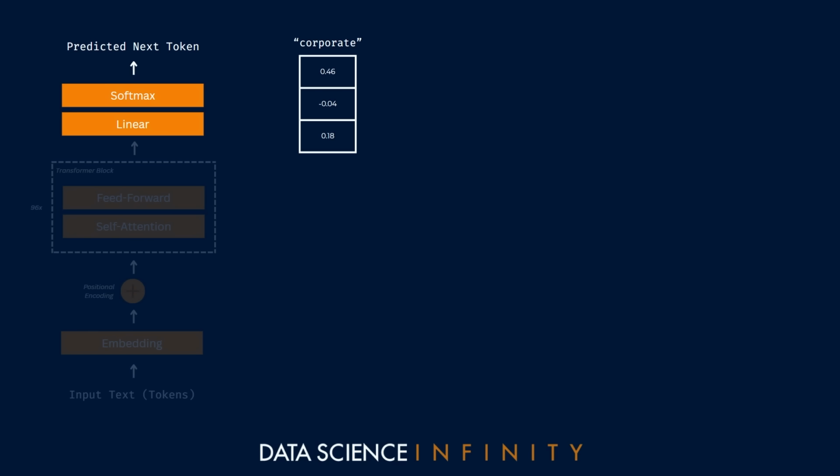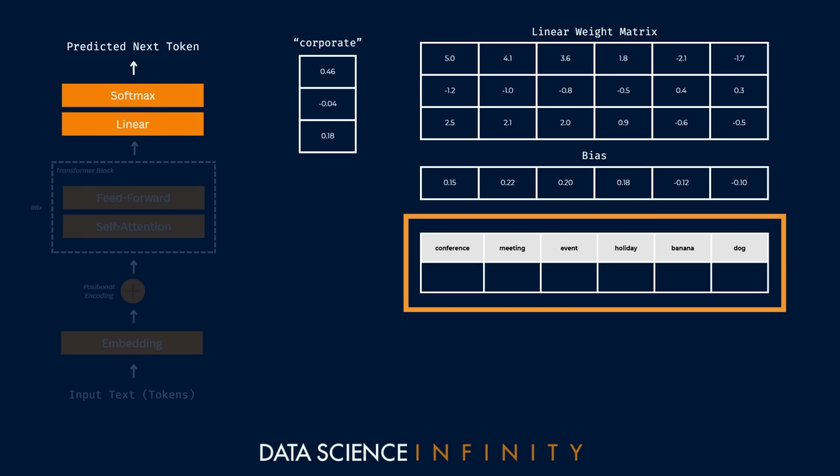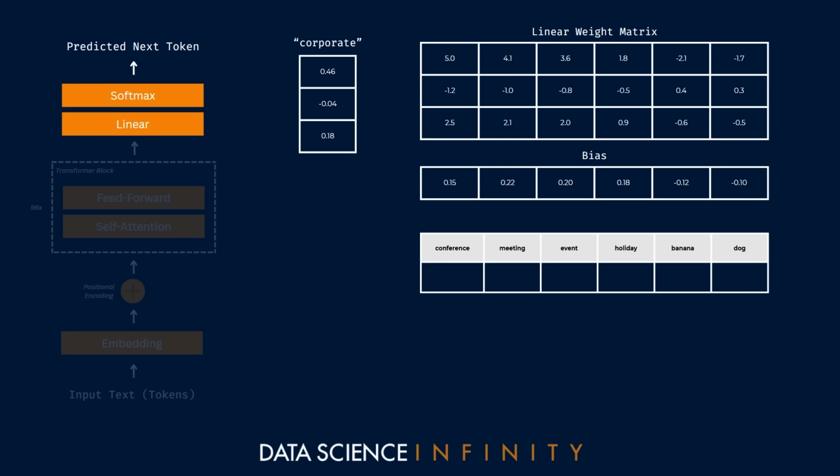For a GPT type model, this vocabulary might be around 50,000 tokens, but for our example, we're just going to use 6 tokens. And you can see those in grey boxes there: conference, meeting, event, holiday, banana, and dog. Now, this is only for illustrative purposes, of course. Remember, our sequence, she packed her bags for the corporate, contains other tokens. They would be in the full vocabulary, of course. We're just ignoring them for our example here.